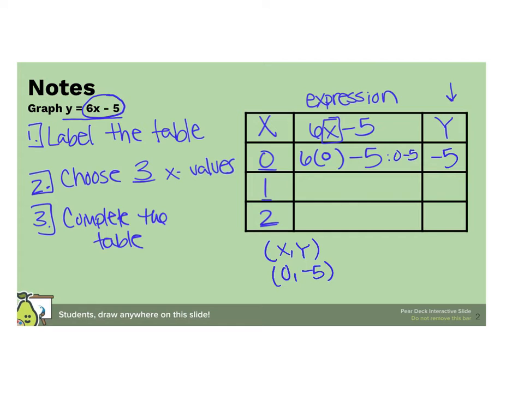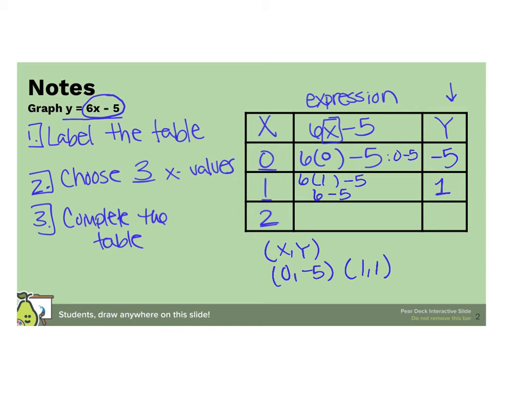We're just going to keep doing that for the other 2 points. So it's 6 parentheses minus 5. This time, my x value is 1. Okay, so 6 times 1 is 6, and then bring down the minus 5. 6 minus 5 is 1, so the y is 1. So my second ordered pair is 1, 1.